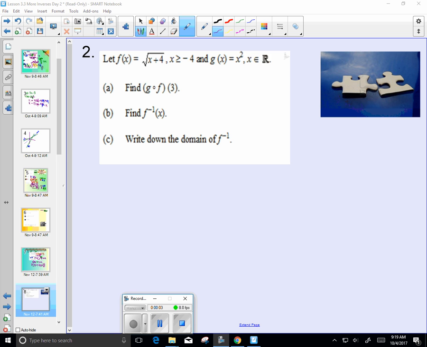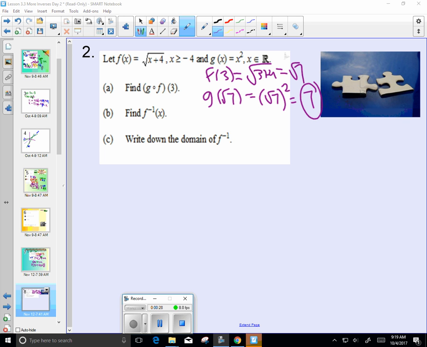So for problem 2, she said f of 3. I'm just going to write f of 3 first. What was f of 3 again? Yeah, or the square root of 7. Perfect. And then what's g of f of 3? There you go. Yeah, you're going to square it, so it's going to be the square root of 7 squared, which is 7. How many got 7? Aren't these easy? These aren't too bad.